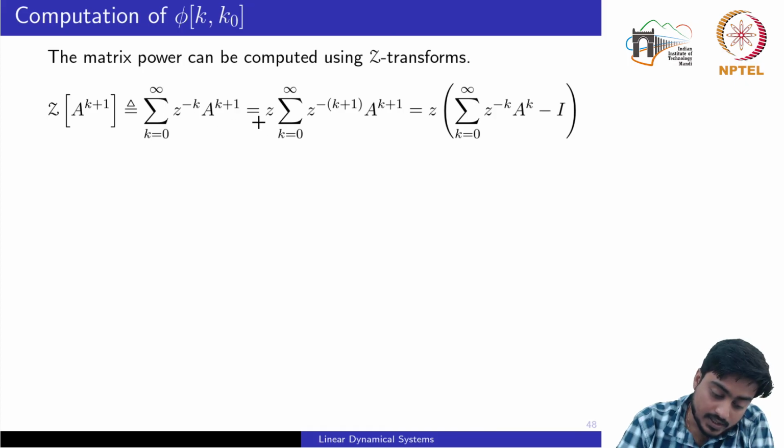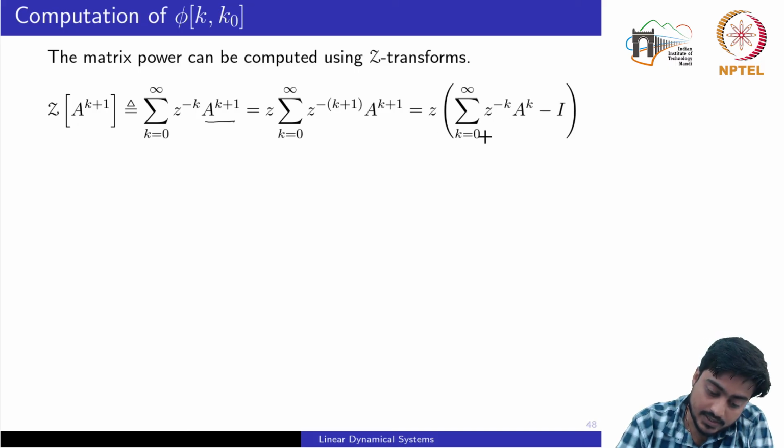Now see here, if I multiply and divide this expression by z, I can take z outside or inside of the summation, because I am taking the summation over k, not over z. So z is a constant for this summation. I multiply by z and divide by z, and I would get z to the power minus k plus 1 into the rest of the part, that is A to the power k plus 1.